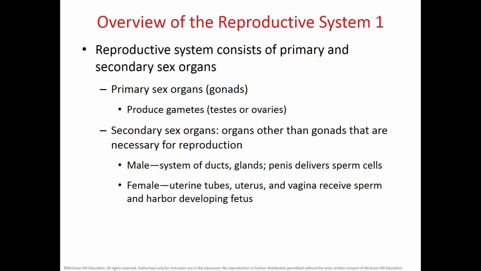Now, the female secondary sex organs will be the uterine tubes, also known as fallopian tubes or oviducts, also the uterus and the vagina, which is the copulatory organ in the females that receives the sperm, and also helps to act as a birth canal.